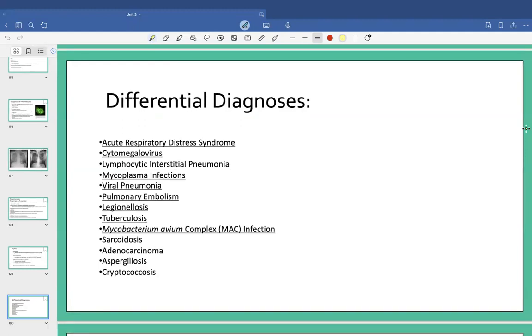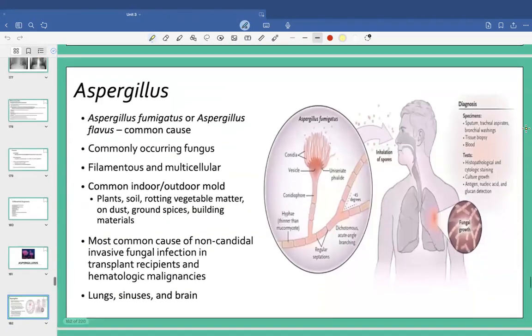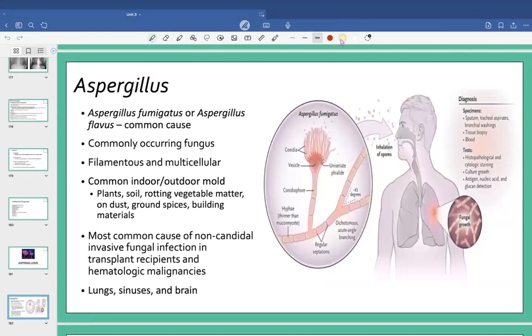All right, let's take another 10, and then we'll talk about aspergillosis.